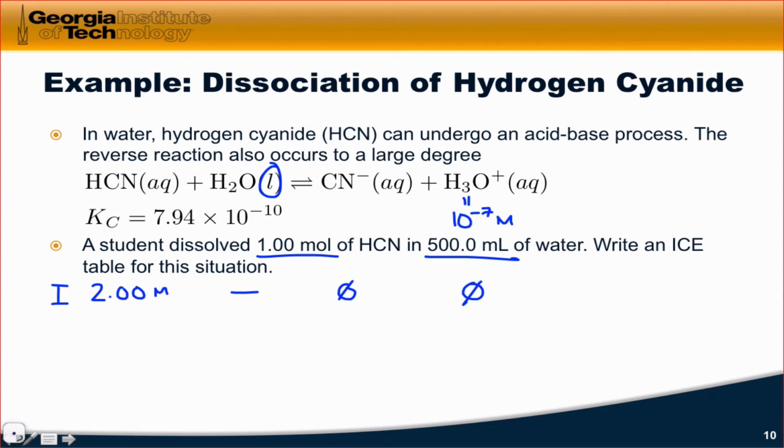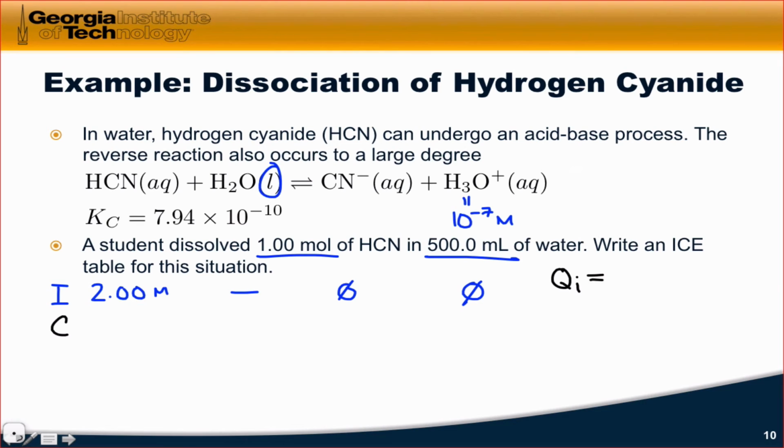We'll talk in a future video series about when it's appropriate to make this kind of approximation and when it isn't. So that's the initial line. Let's move on to the change line. It's very important before we write anything down on this line to assess Q versus K and see where that leaves us. So if we think about Q for this initial state, we have 0 products.